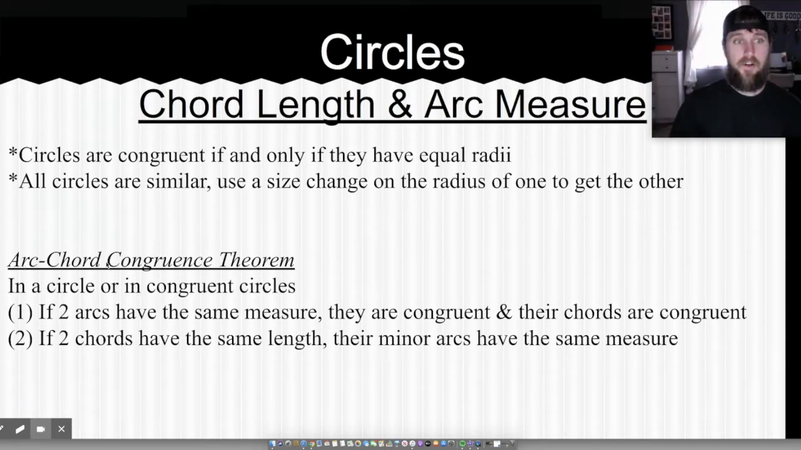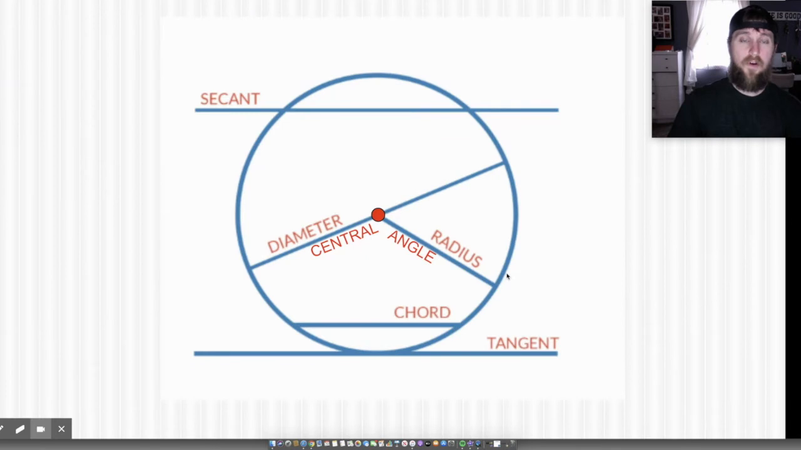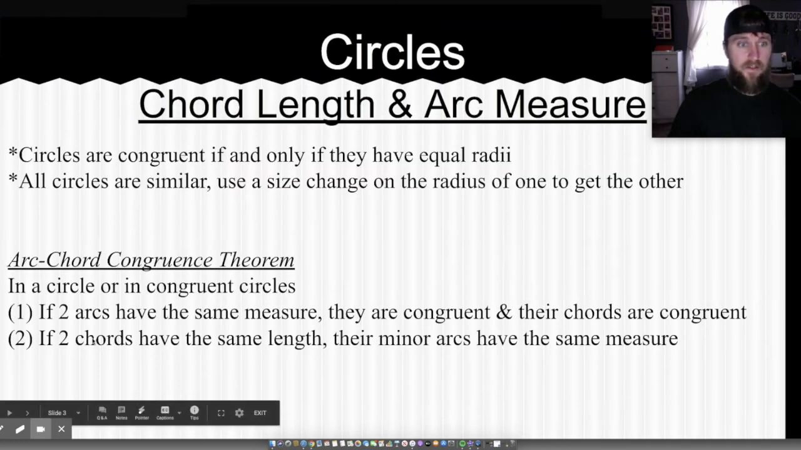I'm talking about arcs and chords when you have congruent circles. If there are two arcs that have the same measure, imagine we have this arc right here, and then somewhere else there's another arc. Then they have the same measure. If I connect this point to this point, however long that is would be the same length somewhere else that has that same arc measure. If you flip that around, if the chords are the same, then their arcs would have to be the same.